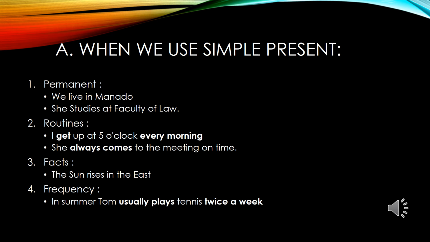We can also use this tense to talk about facts. For example, the sun rises in the east. Next, we can use this tense to talk about frequency. For example, in summer, Tom usually plays tennis twice a week.